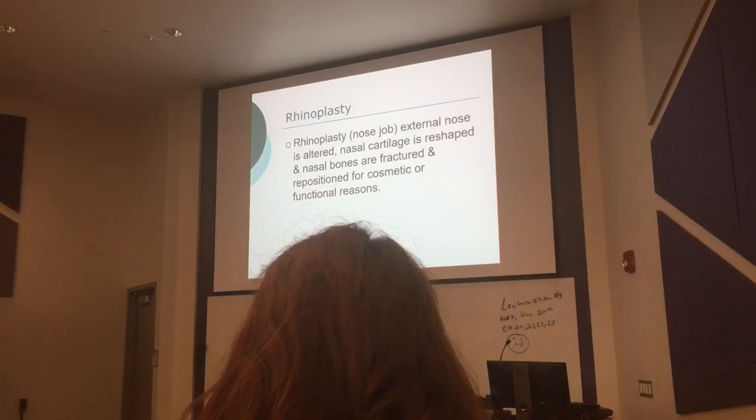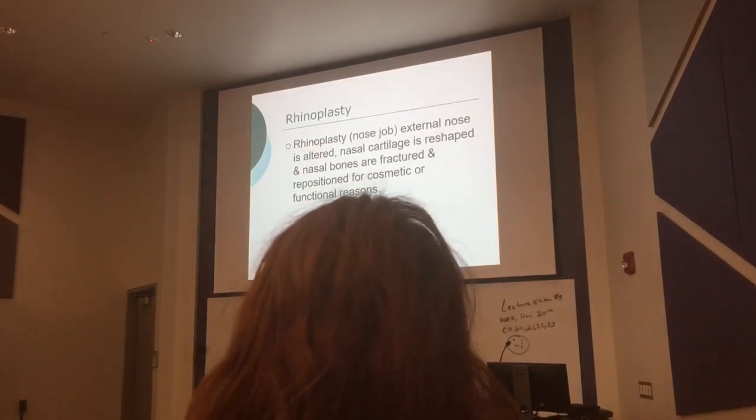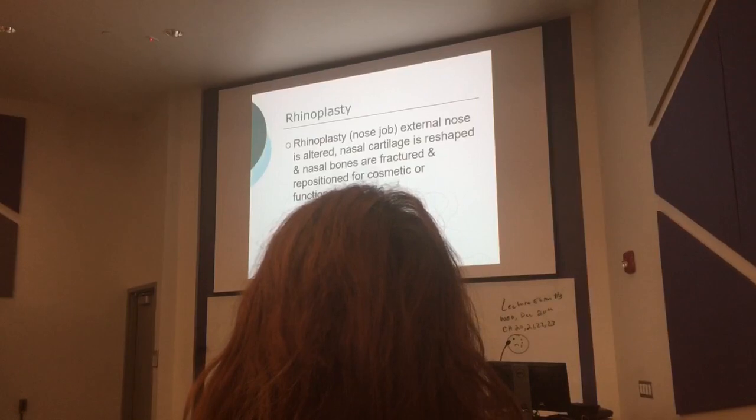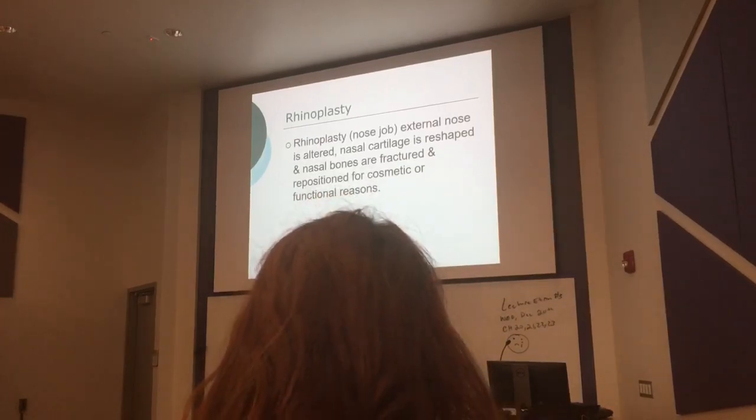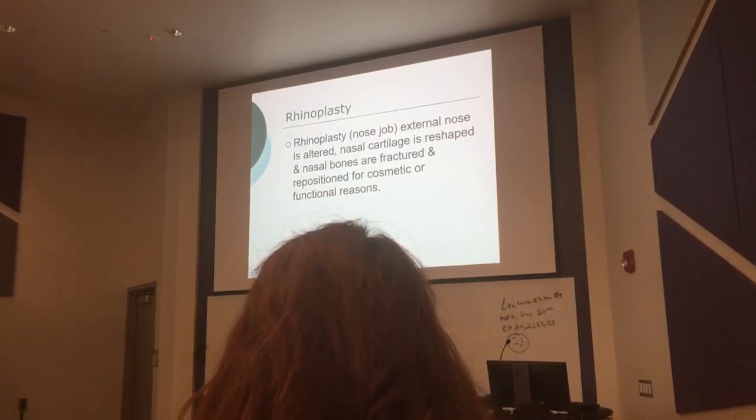All right, so rhinoplasty is a nose job. This can either be for functional reasons. You have a deviated septum. You may not be breathing properly. You might snore at night and all. What they'll do is break the nose and fix it, and fix the cartilage too. And for cosmetic reasons, if you don't like the way your nose looks, they'll take a break in it, and then they can reform it also.